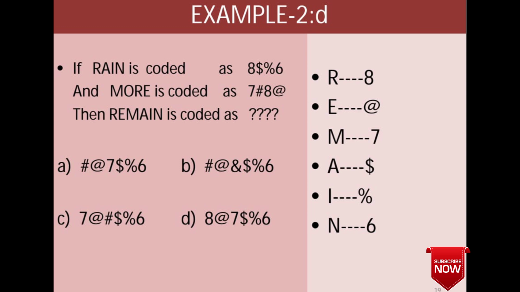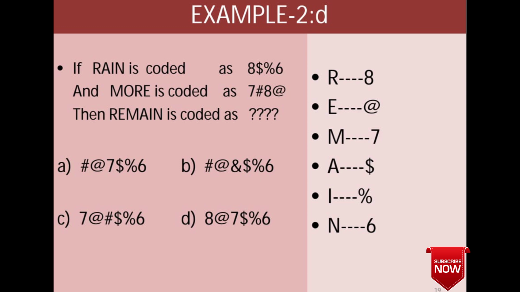Coming to example 2, if RAIN is coded as 8, $, %, 6 and MORE is coded as 7, #, 8, ¥, then how can you code REMAIN? Here we should take the clues from the coded forms of the given words. RAIN is coded as 8, $, %, 6 and MORE as 7, #, 8, ¥.